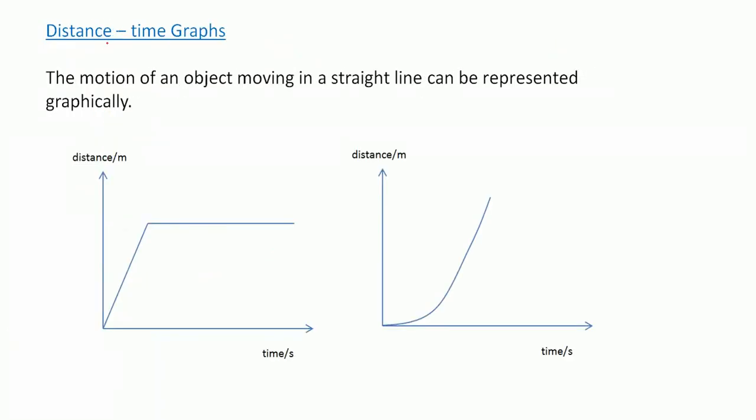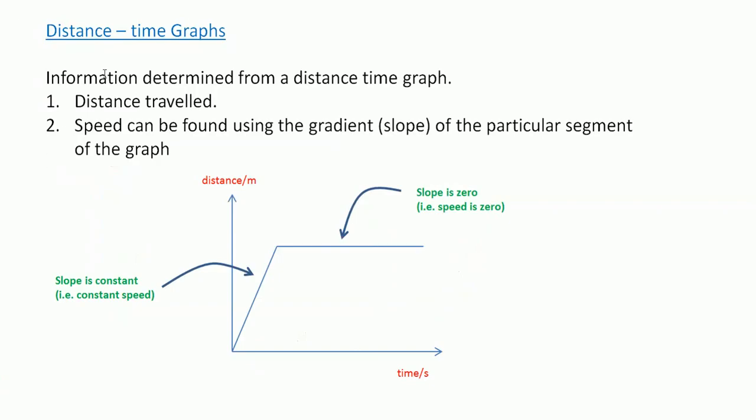Now, the motion of an object moving in a straight line can be represented graphically. So this type of graph here is known as a distance time graph. In this case, we have distance on the vertical axis and we have time on the horizontal axis. Okay, so these are just two examples of distance time graphs. Now these types of graphs are very useful. So there are several pieces of information we can gather from a distance time graph.